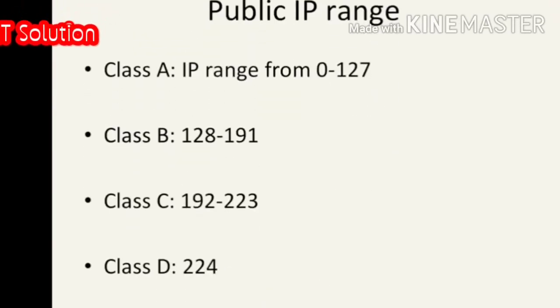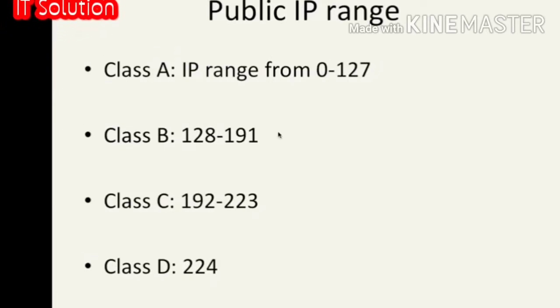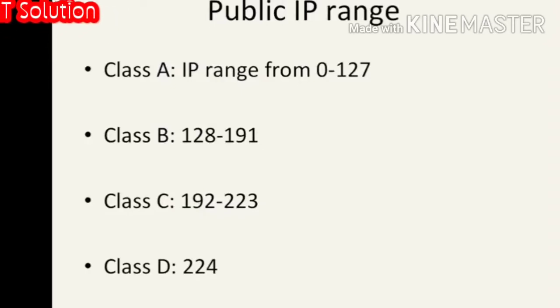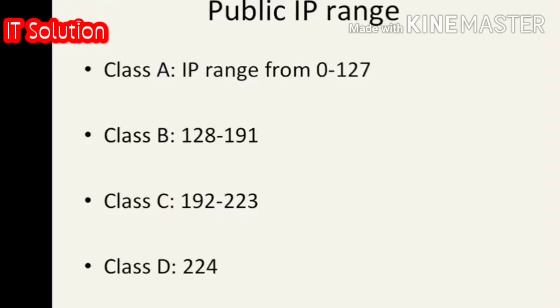The public IP range is subdivided into different classes. There's a class A, and that range starts from 0 to 127. And there's a class B that begins with 128 all the way to 191. A class C, which starts with 192 all the way to 223, and then there's also a class D, which is used for multicast.